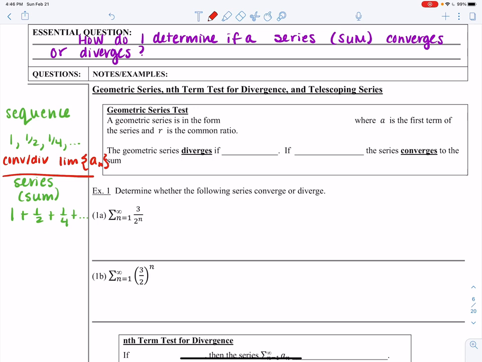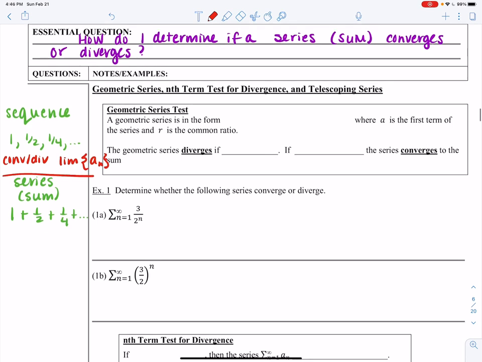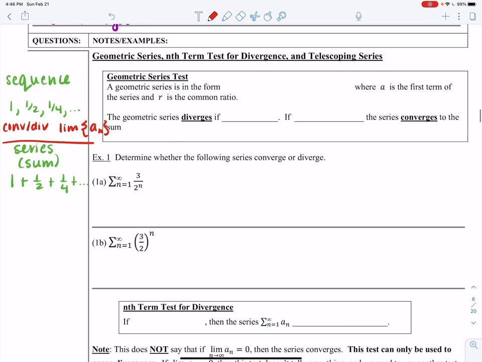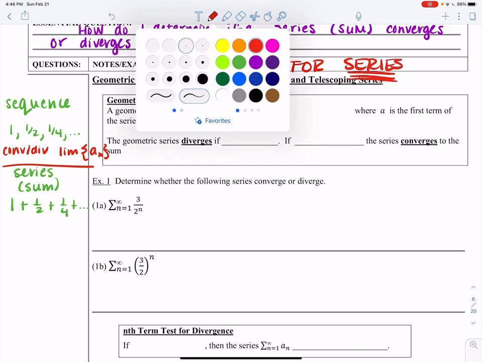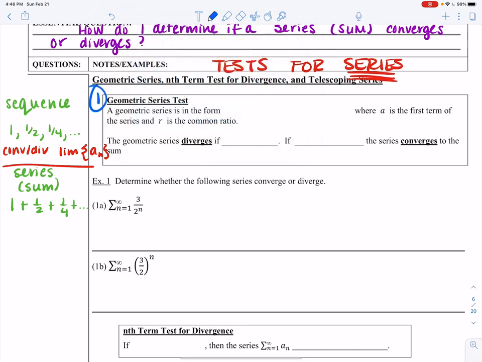But for series, there's going to be multiple tests that we will use to determine if something converges or diverges. So to start off those tests, these are our tests for series. Really important that you understand the difference. These are for series only, okay? The first of those tests that we're going to encounter is called the geometric series test.